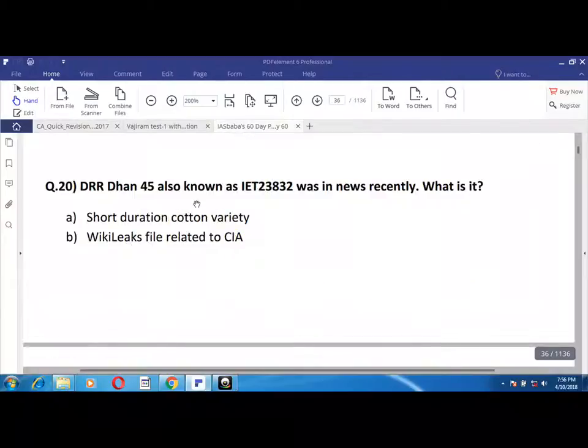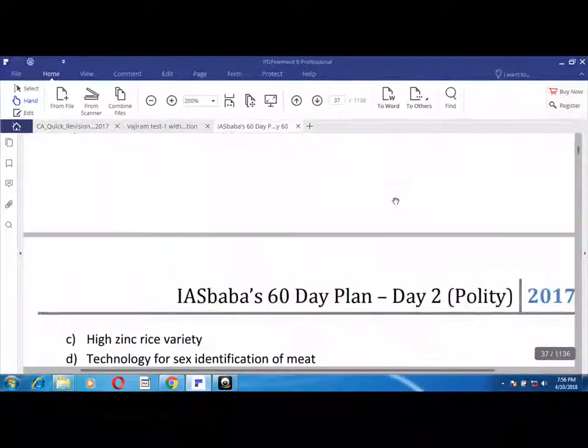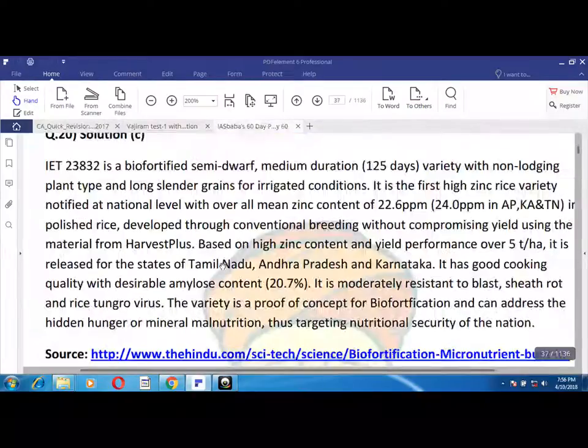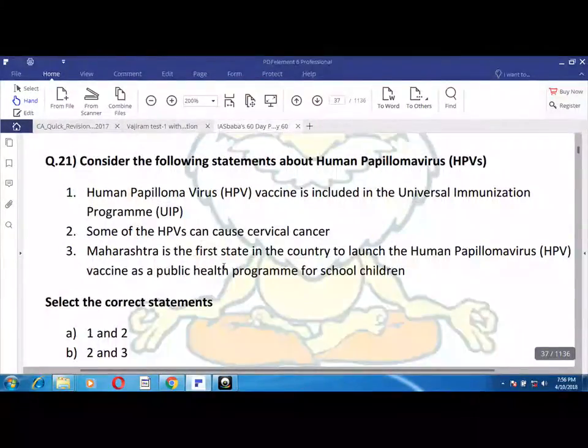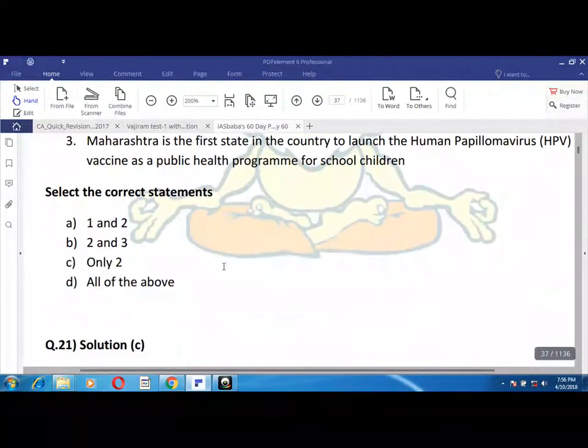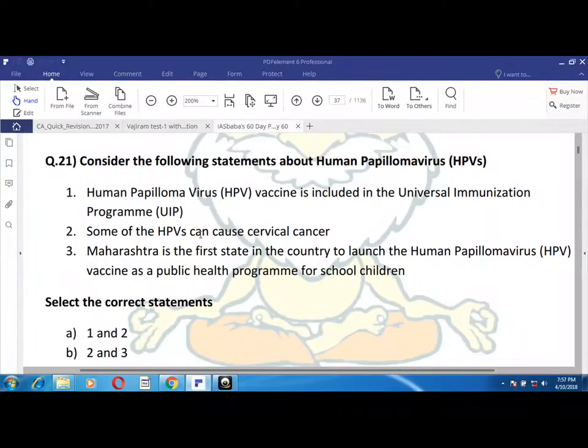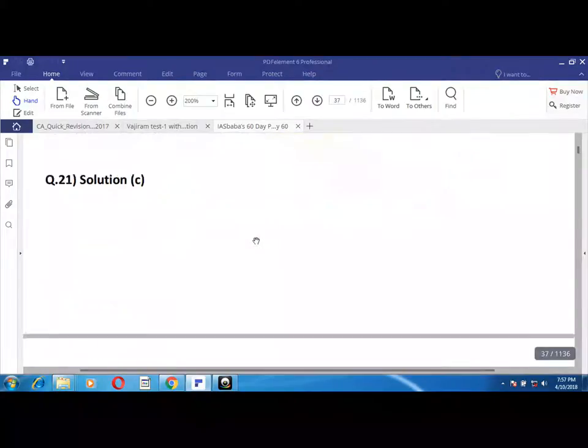ADR Dhan 45 was in the news recently. It is related to a high zinc rich variety. Consider the following statements about human papilloma virus. C, 2 only. Some of the human papilloma viruses can cause cervical cancer.